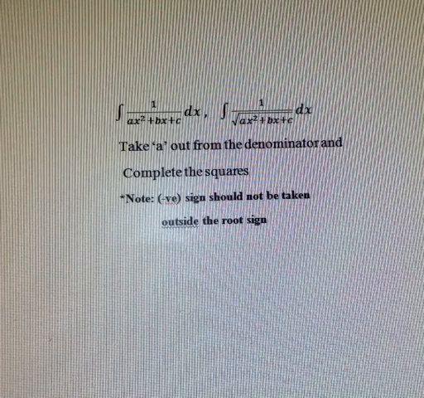Now we have to learn the next method to continue the exercise. So the next method is integral 1 divided by ax square plus bx plus c dx, or integral 1 divided by root of ax square plus bx plus c dx. The method is take a out from the denominator and complete the squares. After completing the squares, we use one of those 6 formulae.